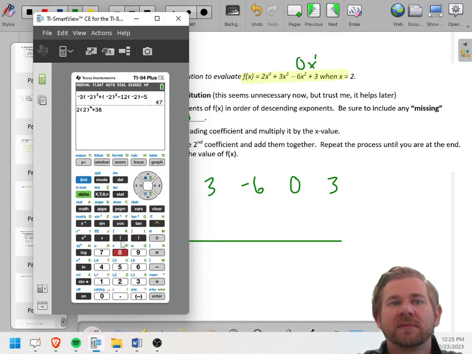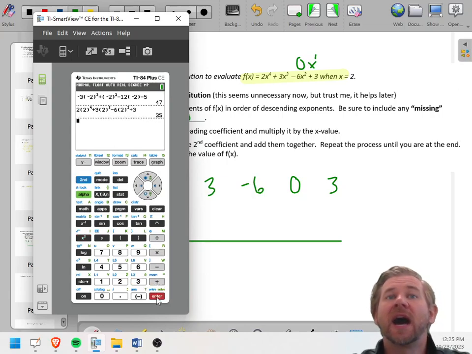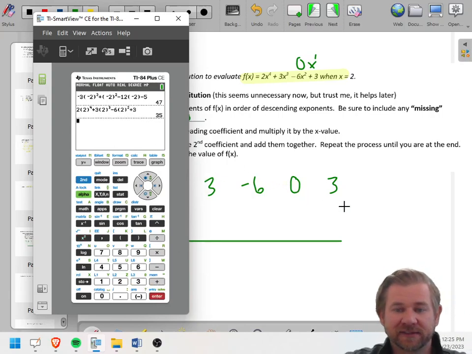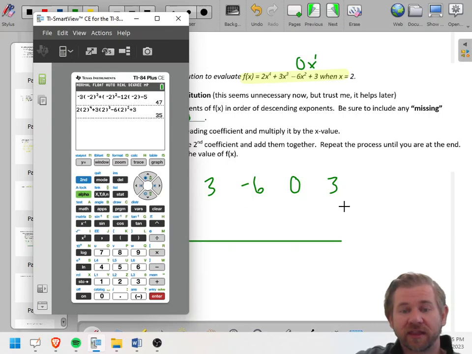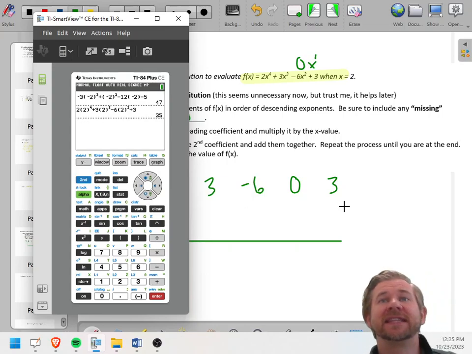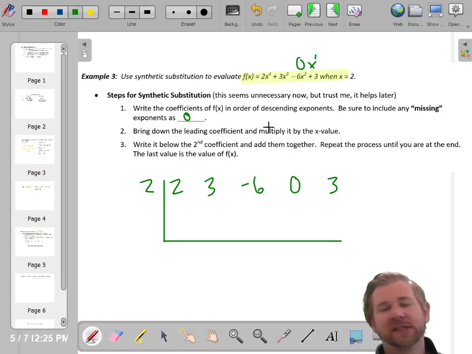Plus 3 times 2 to the 3rd. Oops, gotta keep doing that. Minus 6 times 2 squared plus 3. Okay, I'm going to get 35 for my answer. When you plug 2 in, you get 35. But I'm going to do this synthetic substitution, which looks completely ridiculous right now. It's sort of a magic trick.